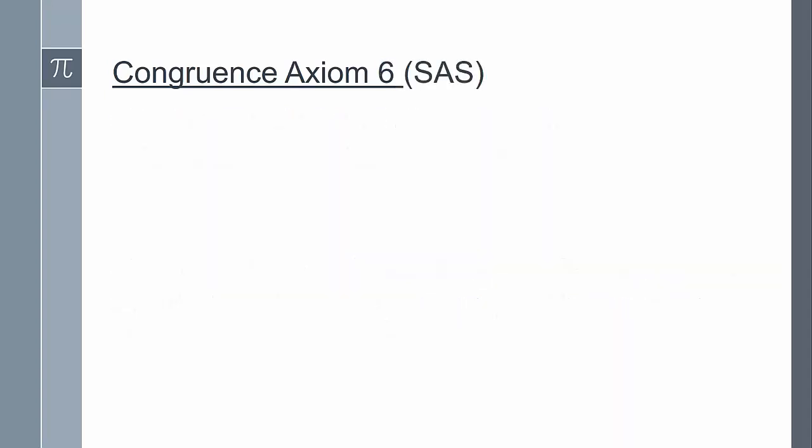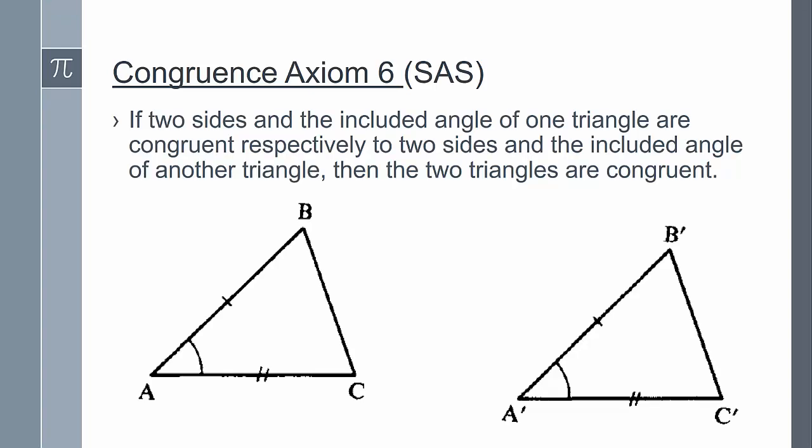So congruence axiom 6, which is also known as the side angle side criterion for congruent triangles. This states that if two sides and the included angle of one triangle are congruent respectively to two sides and the included angle of another triangle, then the two triangles are congruent. So this is a famous criterion for showing that two triangles are congruent that you're familiar with from high school geometry.